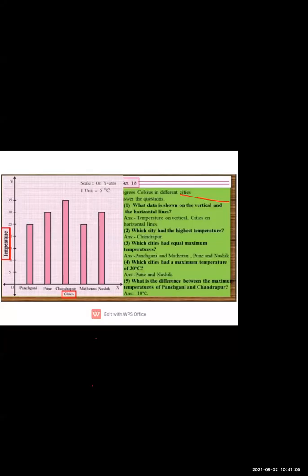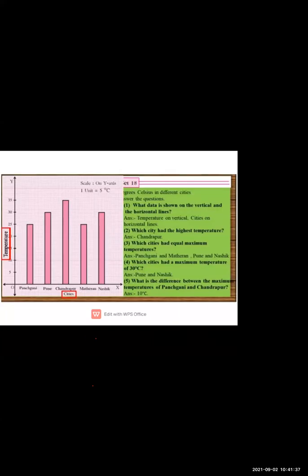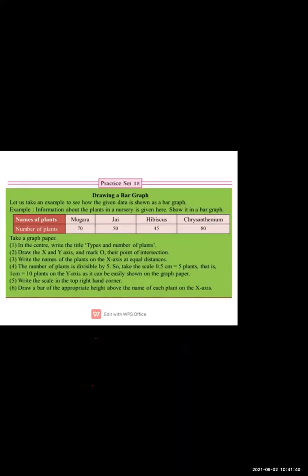So in this slide, we have seen how to find the answers from the bar graph, how to identify the bar graph, how to observe the bar graph. Okay. Now let's see the next slide. Next slide is, now here the table is given. Based on this table, you have to draw a bar graph like this. A bar graph you have to draw. Okay, now we will see how to draw a bar graph. Okay, first read the question.